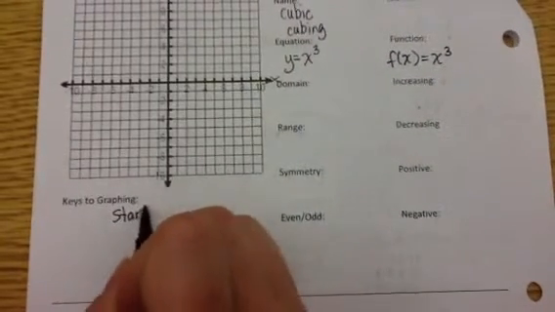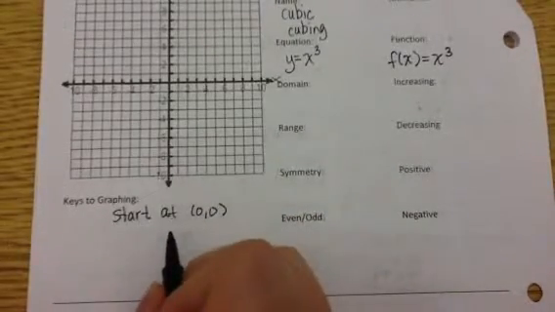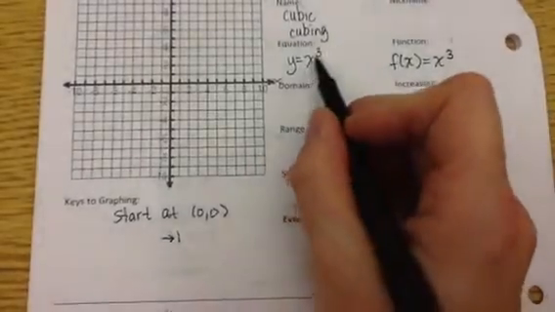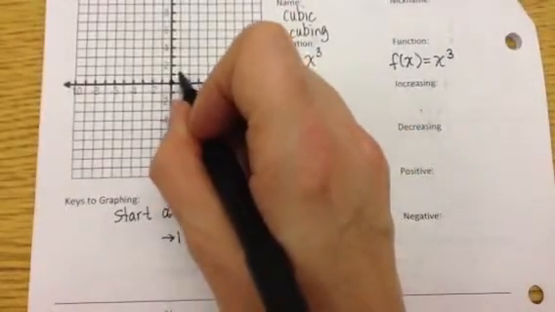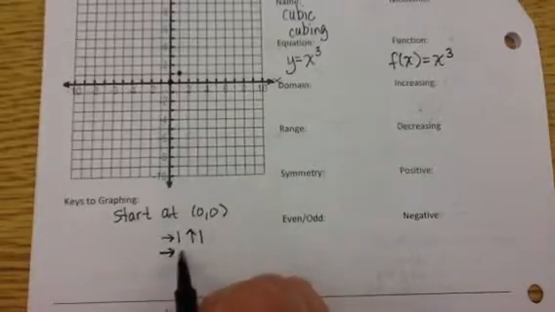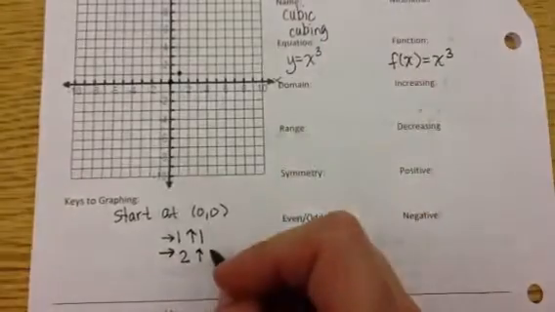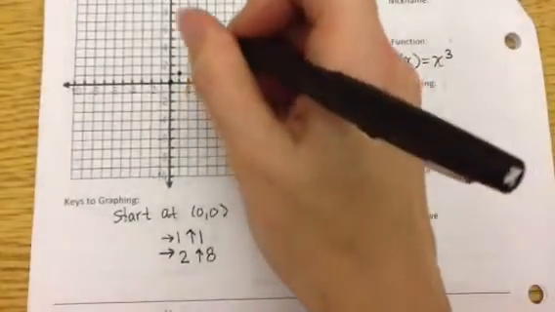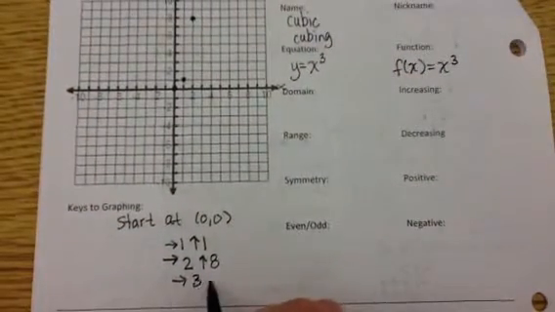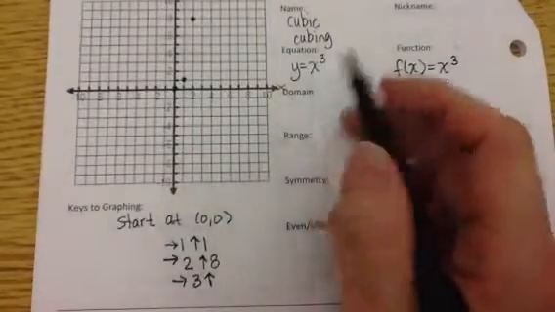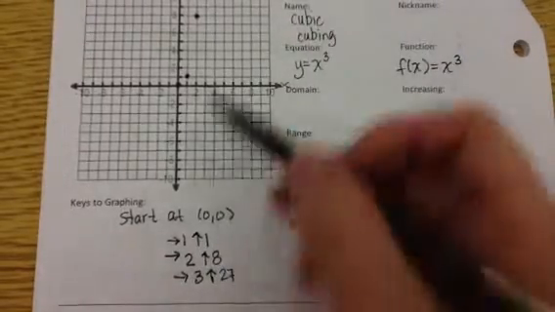Now in the cubing function, we're going to start at 0, 0. This is going to be a little bit different. We're going to move over 1, and then if I cube my x of 1, I'm going to be moving up 1. So from 0, 0, I go over 1, up 1. Then if I go over 2, I'm going to be going up 2 cubed, which is 2 times 2 times 2. So over 2, up 8. Then if I went over 3, I'd end up going up 3 times 3 times 3, or 27. Now that won't fit on my graph, so I'm just going to leave it at the first 3 points.